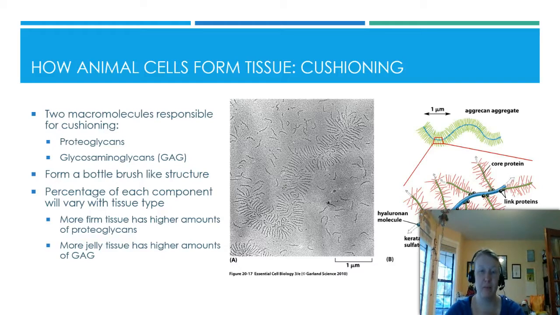And they form this kind of bottle-brush look. And what this does is it allows for the cushioning of the tissues so that they can take a little bit of an impact without getting too much damage. The more firm we need the tissue to be, the more proteoglycans there are going to be, because that's the protein component. If we want it to be more jelly-like, like your eyeball for instance, your tissue is going to have a higher amount of GAG in it. And this is a careful balance, and it once again goes back to the specific nature of each tissue.